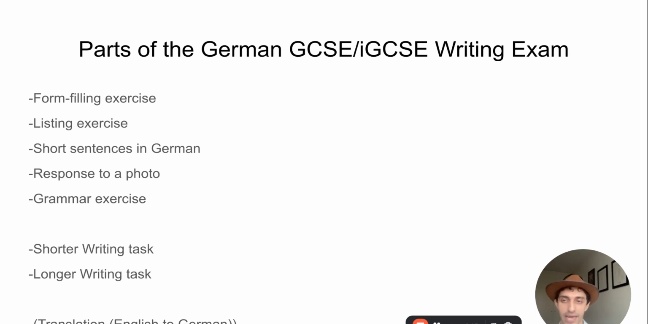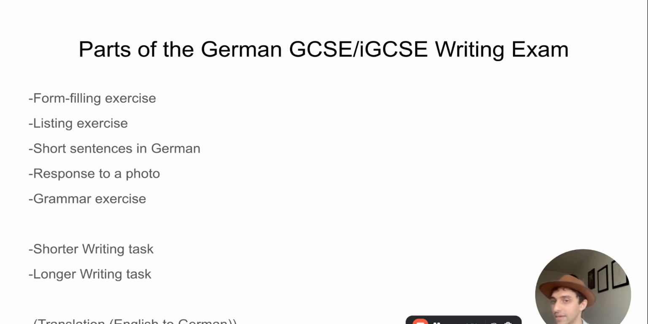Those can include a form filling exercise, and a listing exercise, where you've got to list, say, items or objects related to a specific topic, for instance. Then answers, questions that require a short answer in German, perhaps to a specific prompt, for instance, a response to a photo, and a mini grammar exercise as well. A lot of these are specific to particular exam boards, and we don't look at any of these 5 parts of the writing exam, the first 5 listed here. I'm not going to cover those in these videos because they do vary, and they do tend to be more formulaic and simple in nature too.